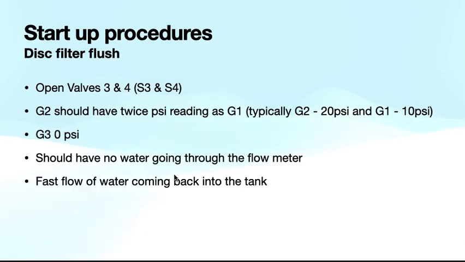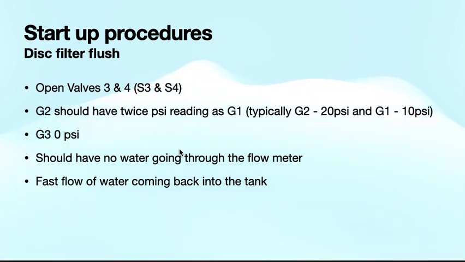And so it does that when we open up valves 3 and 4. And so again, we have expected pressures that we should see. Gauge 2, again, they're always going to be labeled 1, 2, and 3. Gauge 2 should have twice the amount of PSI as gauge 1. Typically, that means that gauge 2 is going to have about 20 PSI and then gauge 1 about 10.